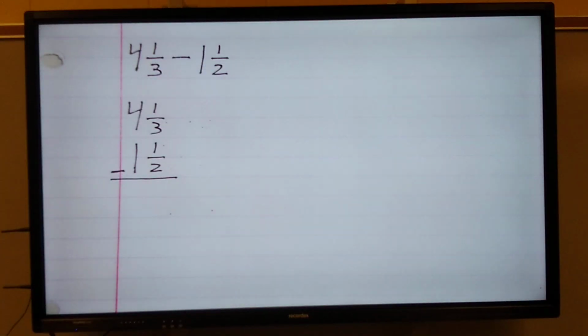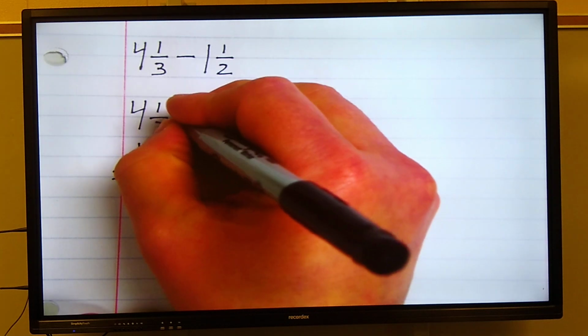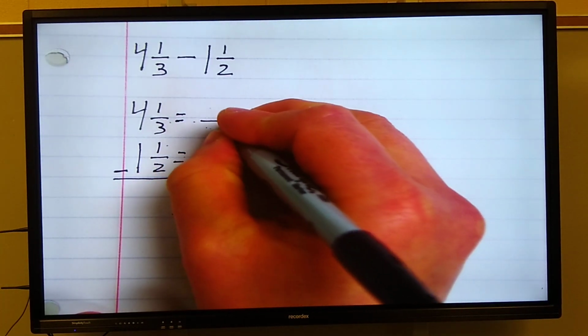4 1/3 minus 1 1/2. You will have to borrow. Solve that problem now. Pause the video. All right. Let's find out if you know what you're doing. I hope so. The least common denominator of 3 and 2 is 6.